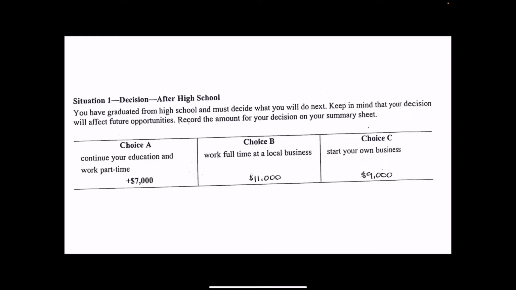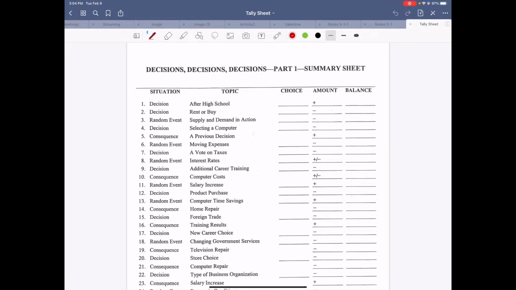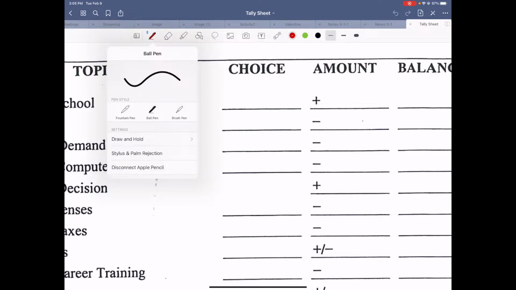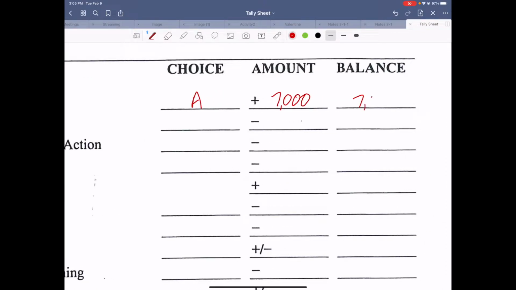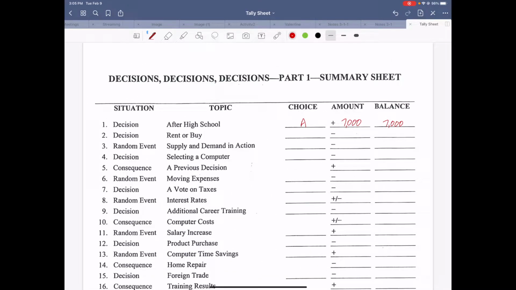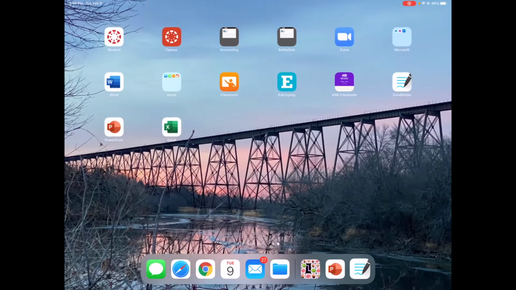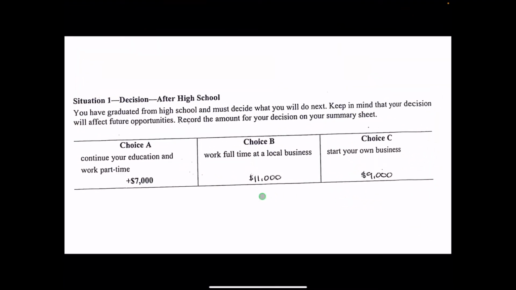So now what you want to do is go back into your tally sheet. My choice is letter A, and the amount that goes with letter A is $7,000, and my new balance is $7,000. And I'll just do this for the first couple, and then it's up to you to do the tally. And I'll show you again. So if you look here, you can choose either choice A, B, or C and write the amount. And again, anytime you need to slow me down, just pause it.